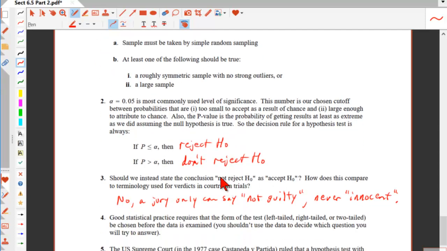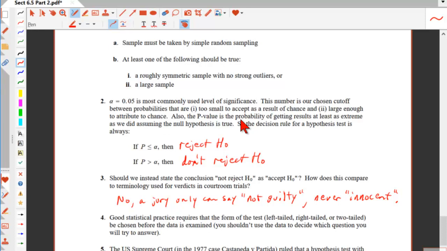Second point, alpha equals 0.05 is almost always the level of significance that's actually used. And as far as the level of significance, again, that is the cutoff between probabilities that are too small to accept as chance and large enough to be attributed to chance or to be believable.